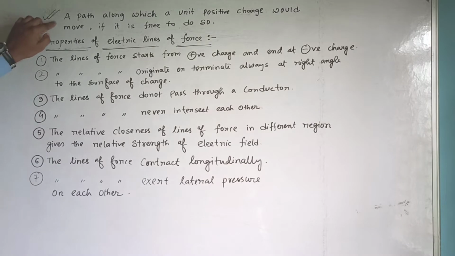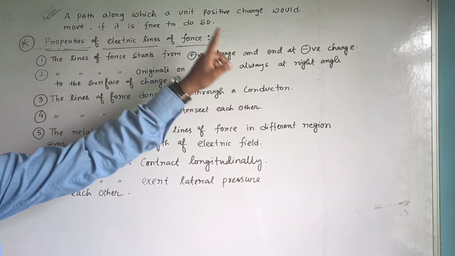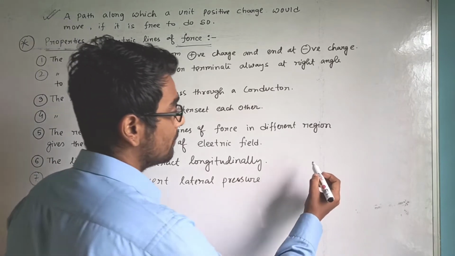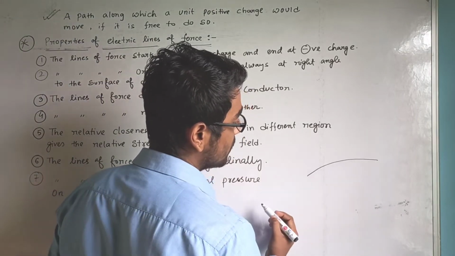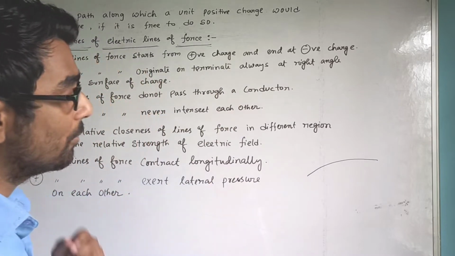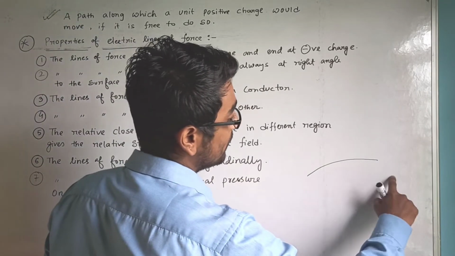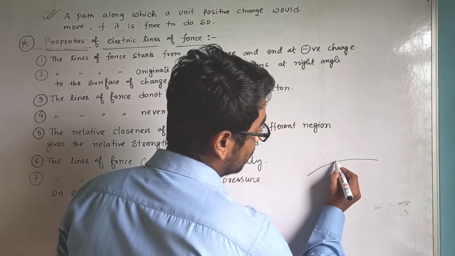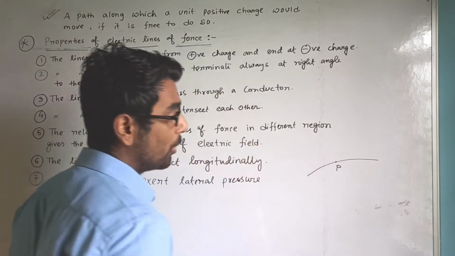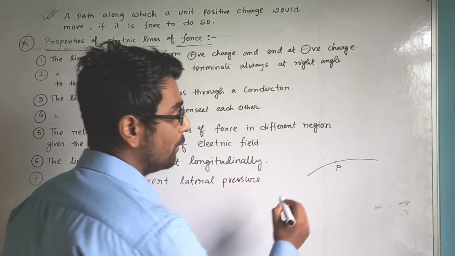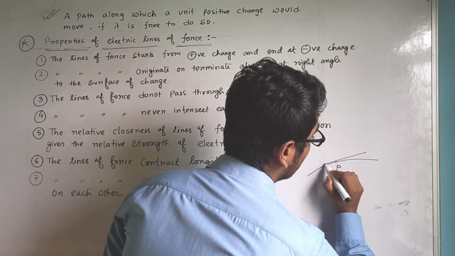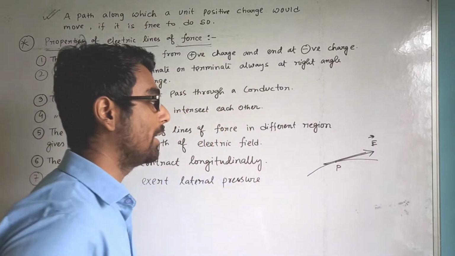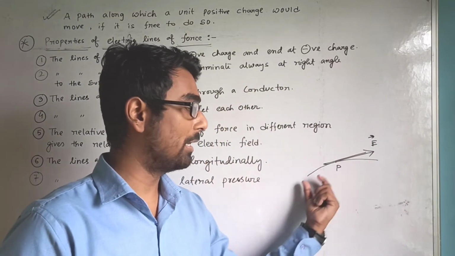Here you can see a path along which a unit positive charge would move if it is free to do so. Suppose a unit positive charge is moving in this direction. So the lines of force will be this. So what if we need to find the electric field at point P? The electric field will be simply tangential to that point. The direction of the electric field will be tangent to that curve.